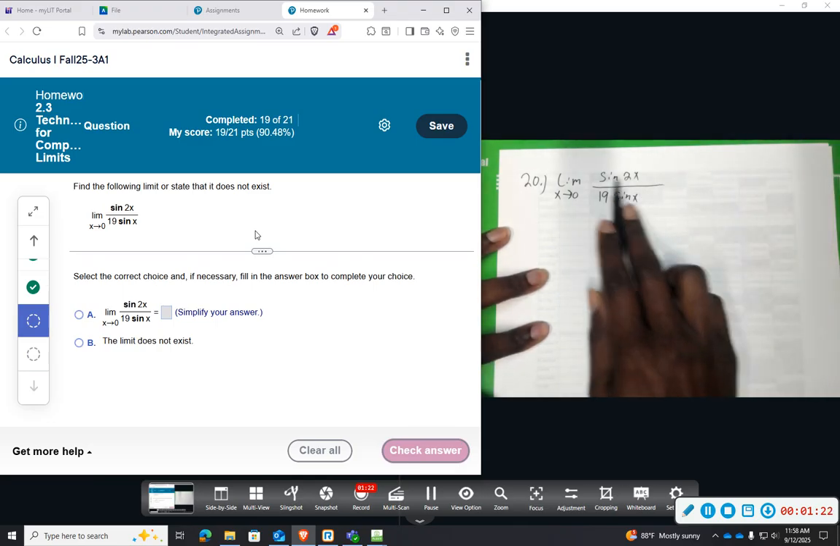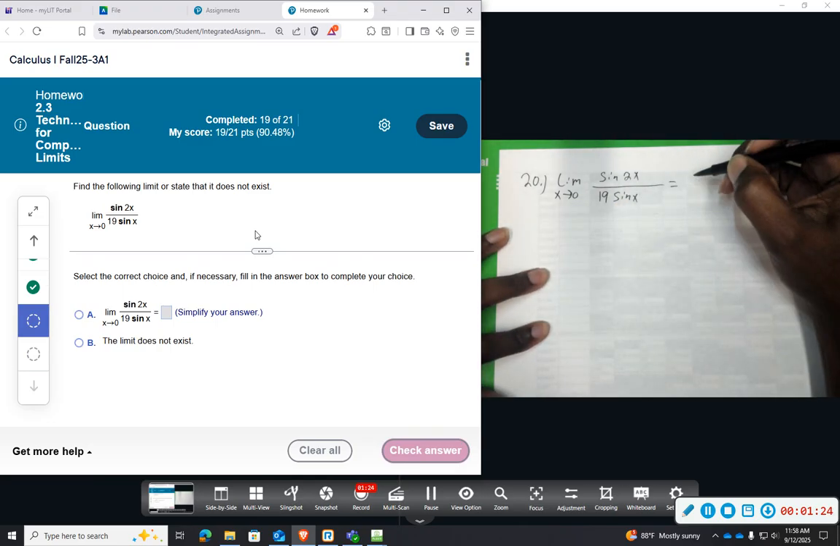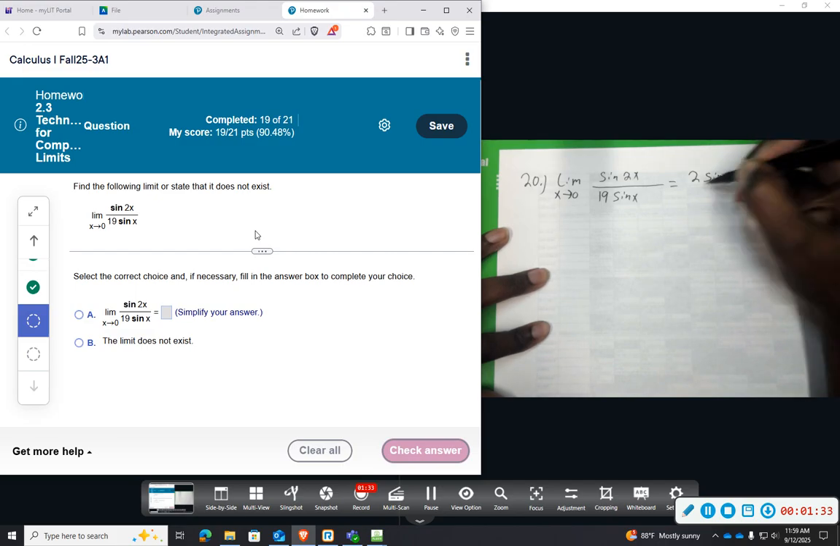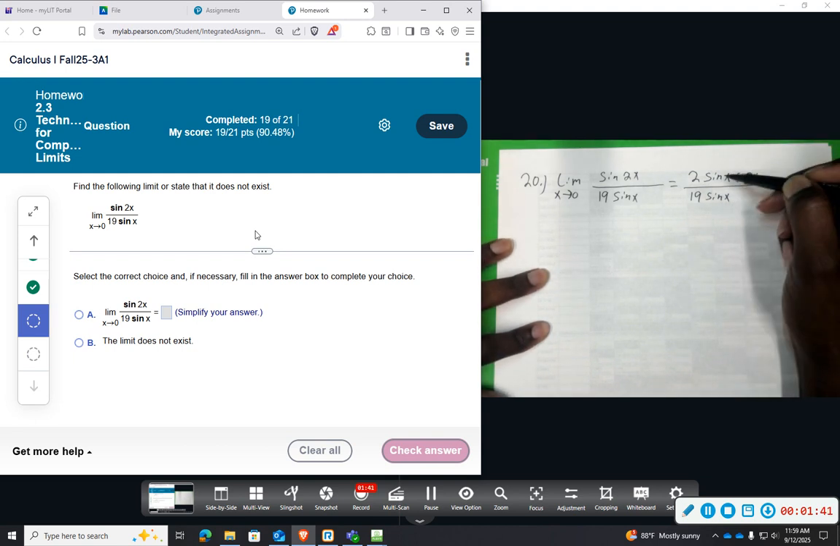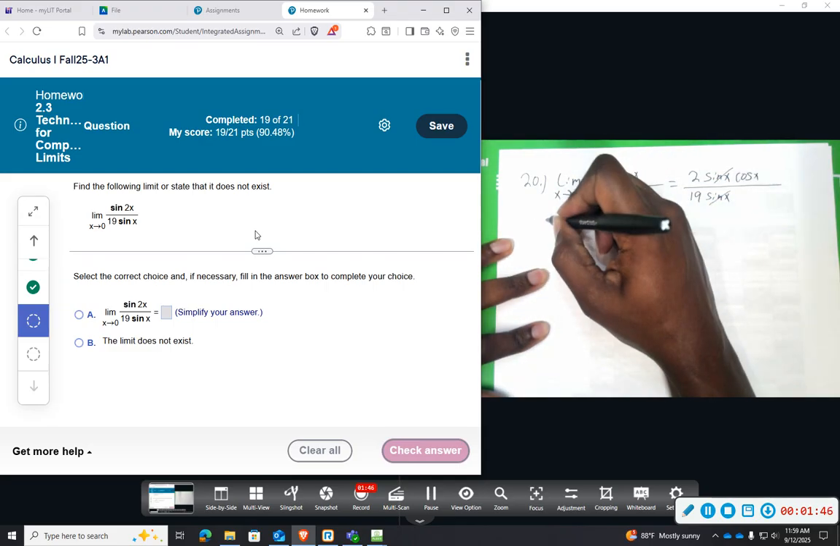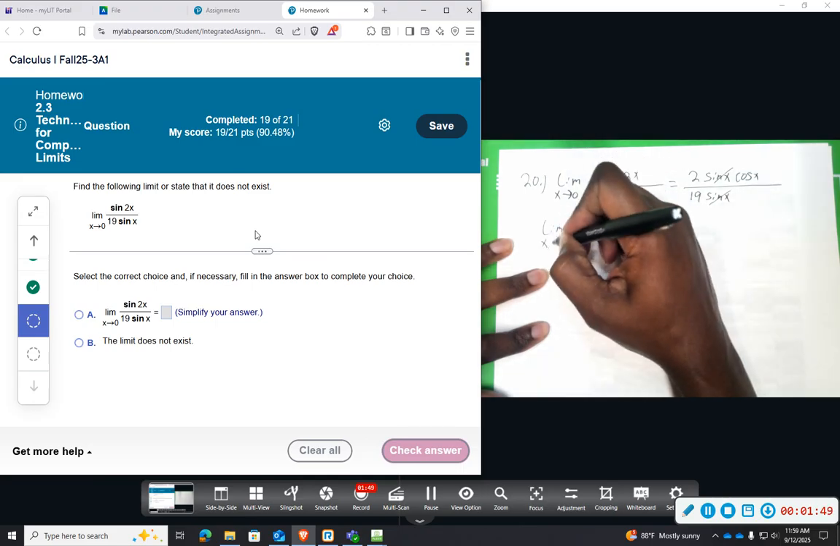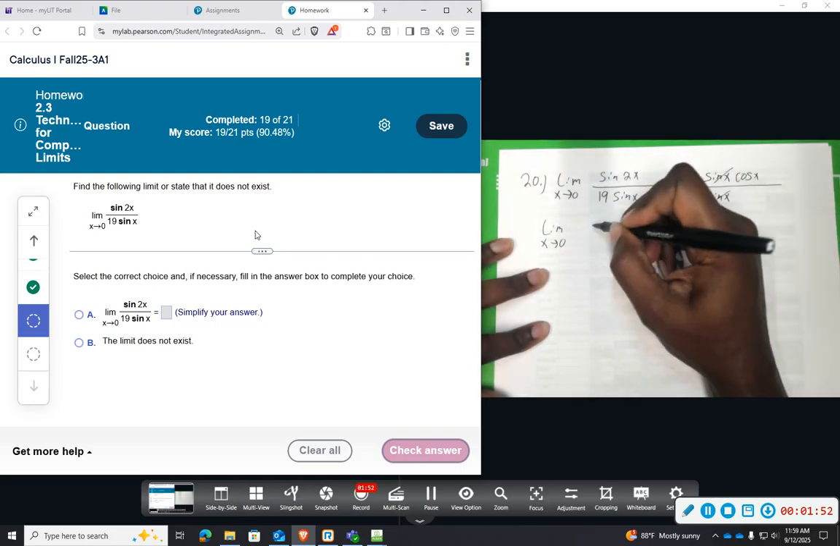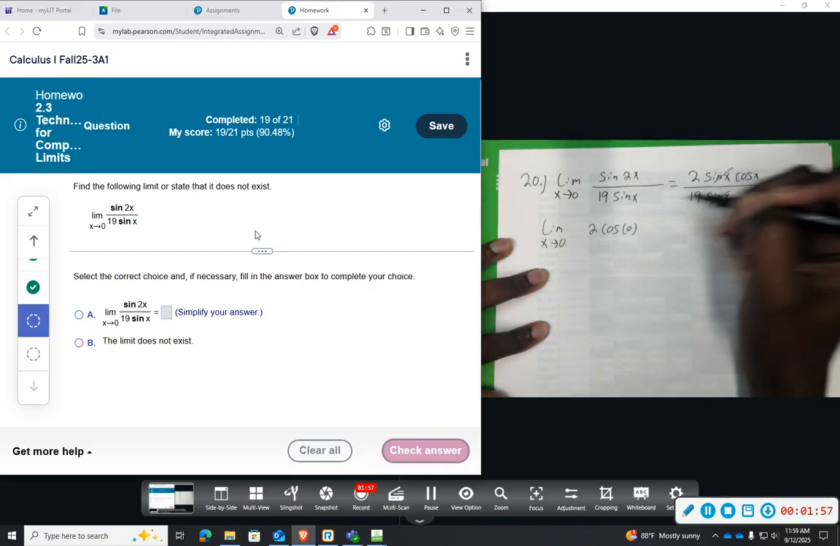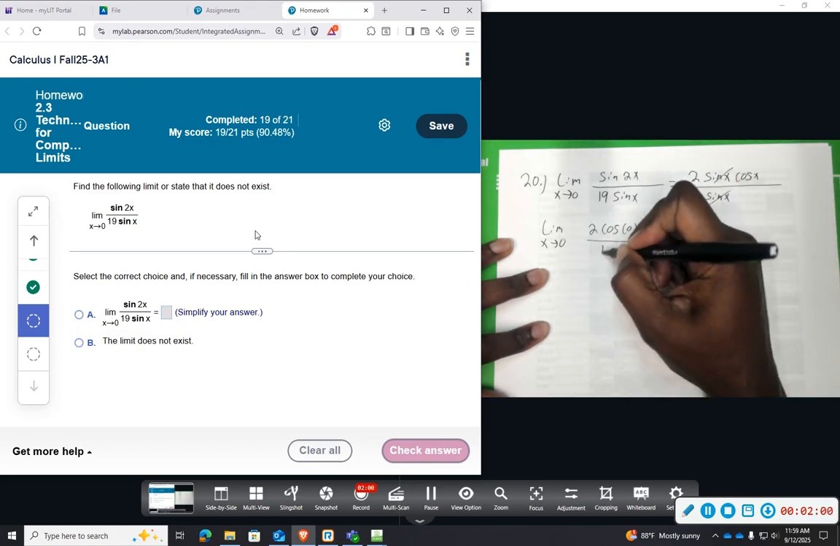All right, so we're going to use the double angle formula. We're going to rewrite this as 2 times sine of x cosine of x divided by 19 times sine of x. So at this point we can divide out the sine of x, and then we're going to start to use direct substitution. So we'll have 2 times cosine of 0, and then we'll just have that over 19.